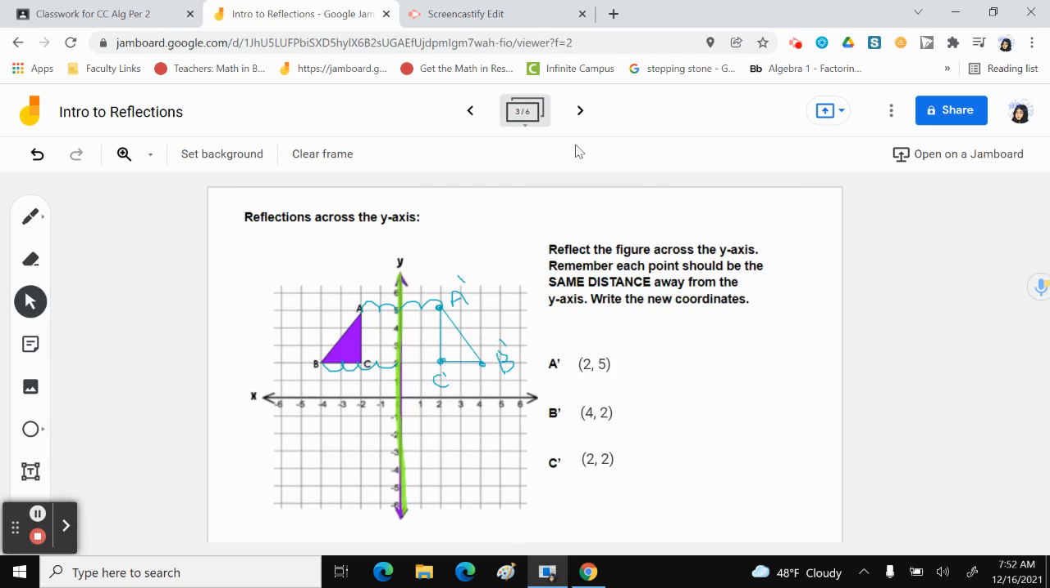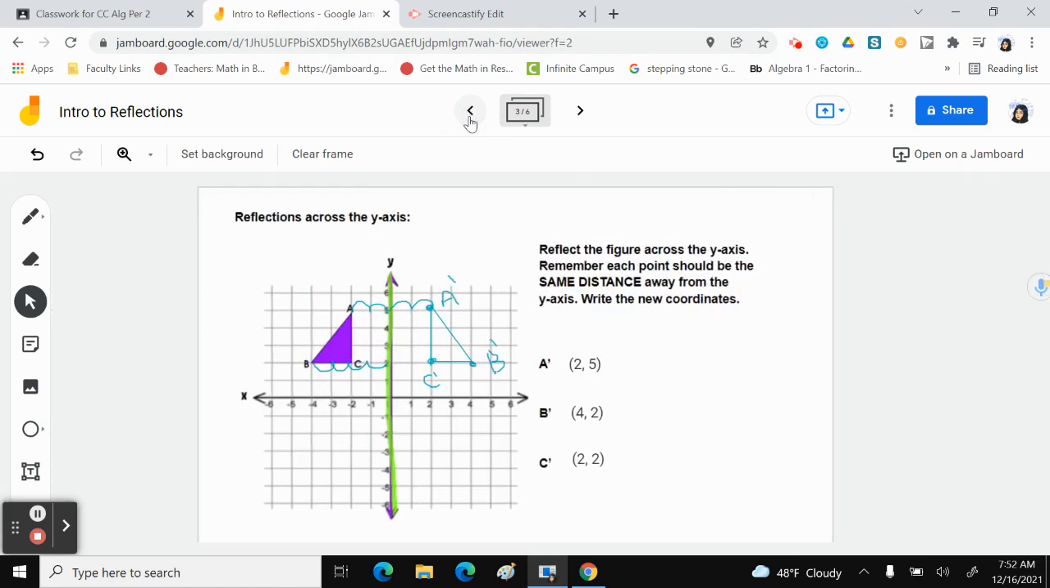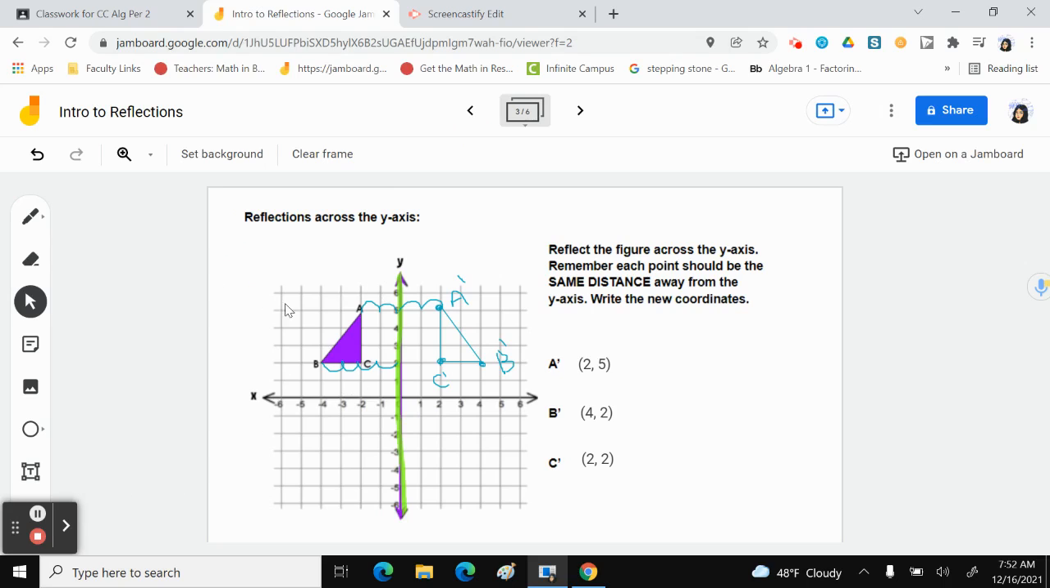So just like what we did with translations where we made a rule, we're going to see if we can come up with a rule, okay? So we're going to have one rule for whenever we reflect over the y-axis, and we're going to have another rule for whenever we reflect over the x-axis. So to help us come up with that rule, I'm going to take a moment and write the original coordinates, okay? So looking back at our first example, the original coordinates for A were negative 2, 5.